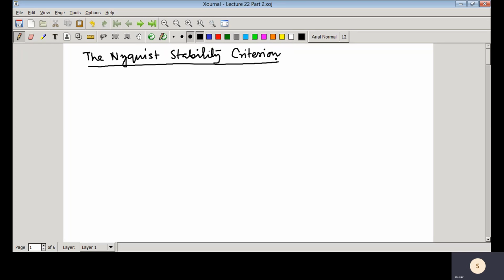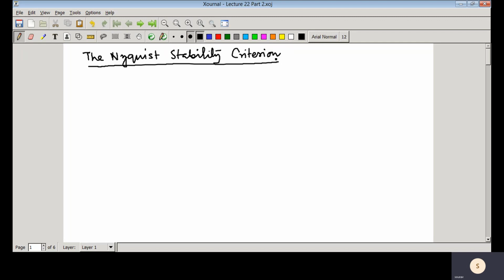So this is a very powerful stability criterion, and it gives us the necessary and sufficient condition regarding the stability of a closed loop system. For applying this Nyquist stability criterion, we only need to know the loop transfer function pole locations and the frequency response of that loop transfer function. That means it is actually one graphical technique.